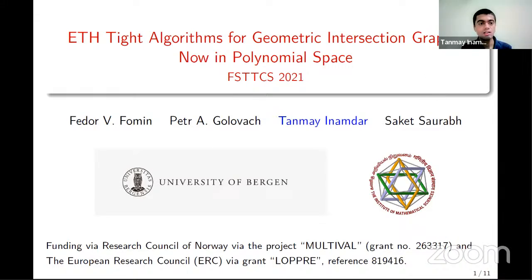Yes. So hi, I'm talking about our paper titled ETH-tight algorithms for geometric intersection graphs, now in polynomial space. And this is a joint work with Fedor Fomin, Petr Golovach, and Saket Saurabh.